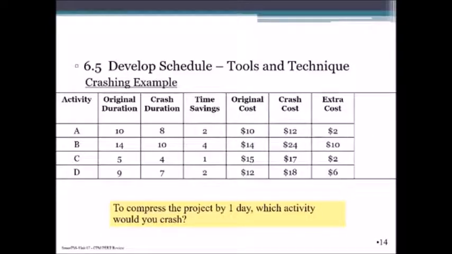Let's now look at crashing. Crashing example here, we have 4 activities, A, B, C, and D, and we're given some information with respect to the original duration versus crash and some cost-related information. Take a moment and look at this particular question, pause the video, and see if you can determine which of these activities you would choose to compress the schedule by 1 day. Pause the video and resume when ready.